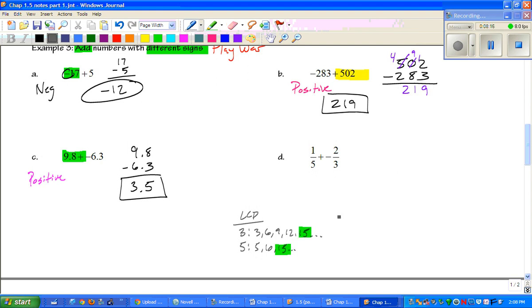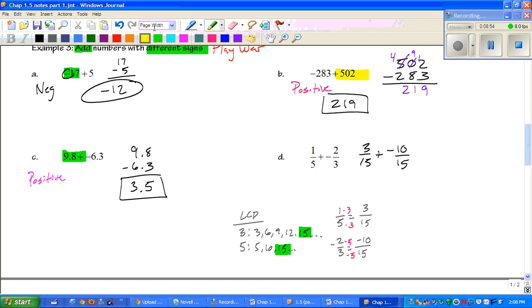All right, so now I know that we have to turn 1/5 into a number over 15 and negative 2/3 into a number over 15. Multiply the first one by 3 and the second one by 5, and you get 3 over 15 and negative 10 over 15. So those are what we're adding: 3 out of 15 plus negative 10 out of 15.